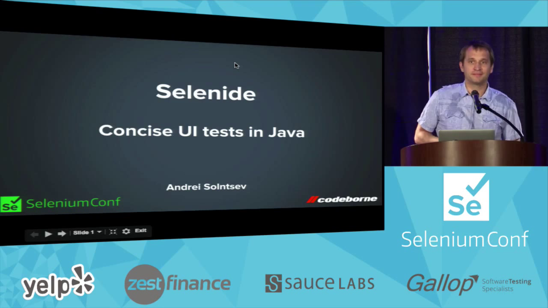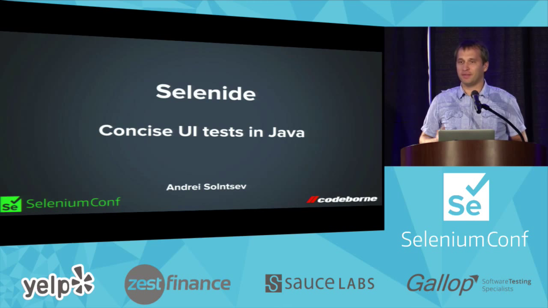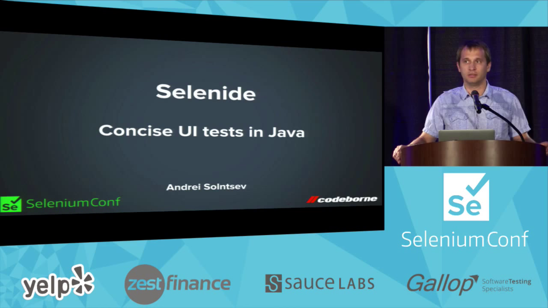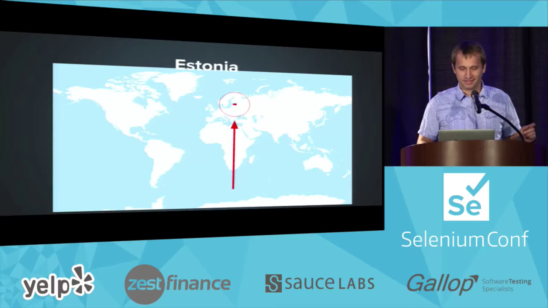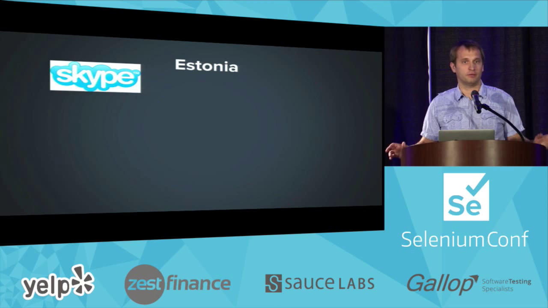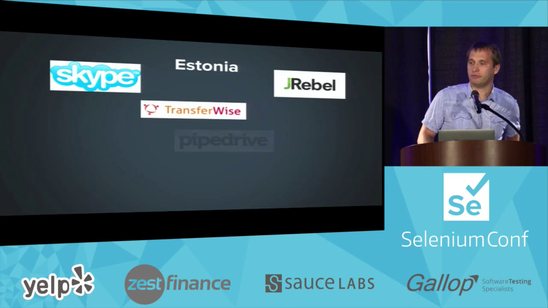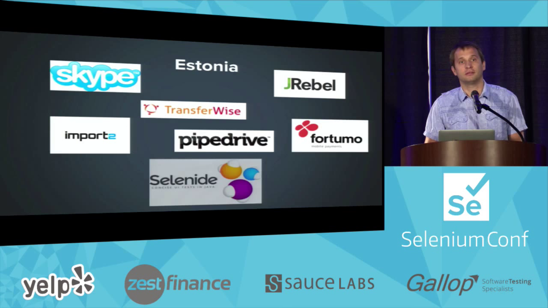I am Andrei from Estonia, and today I'm going to introduce you to Selenide, an open source library for testing automation. Just in case, I came from Estonia. Estonia is known, I hope, as the homeland of a few startups like Skype, JRebel, TransferWise, PipeDrive, Import2, Fortumo, and Selenide. So I'm going to introduce you to Selenide. You will like it.